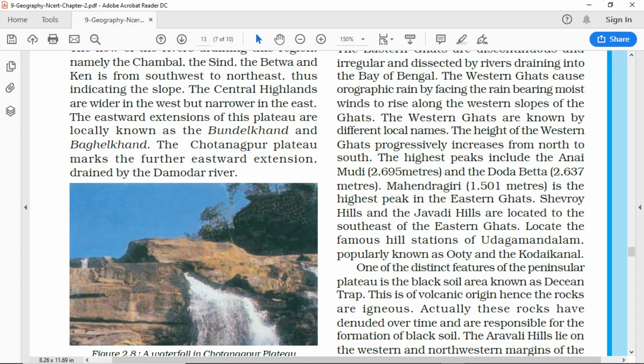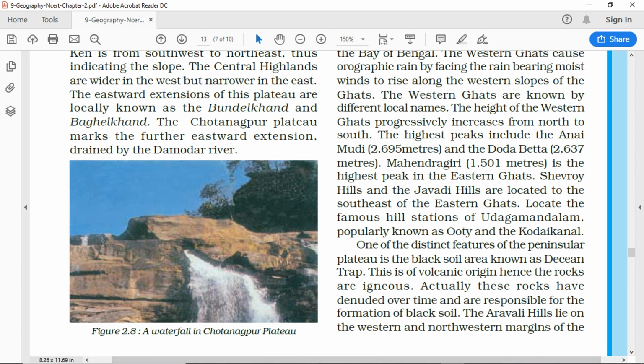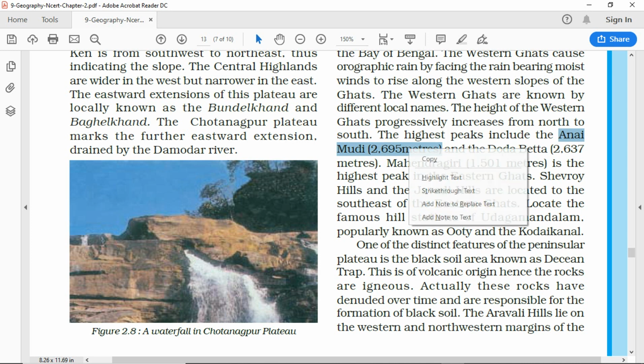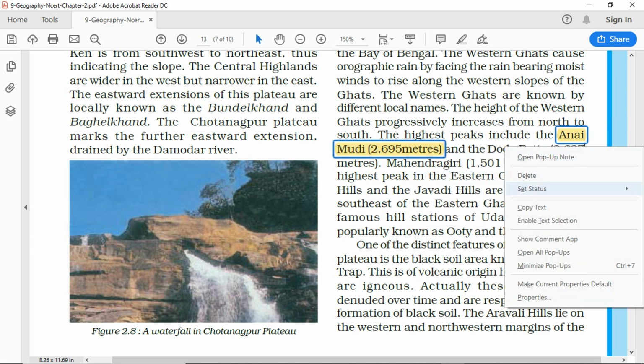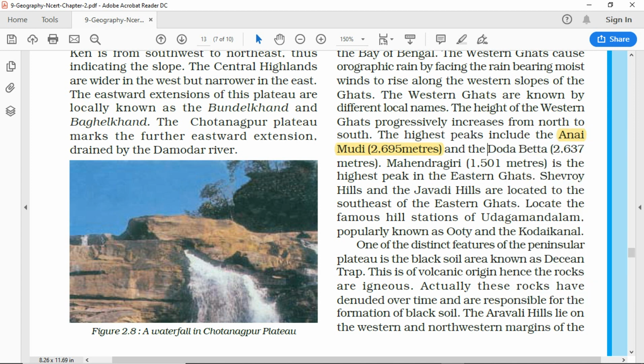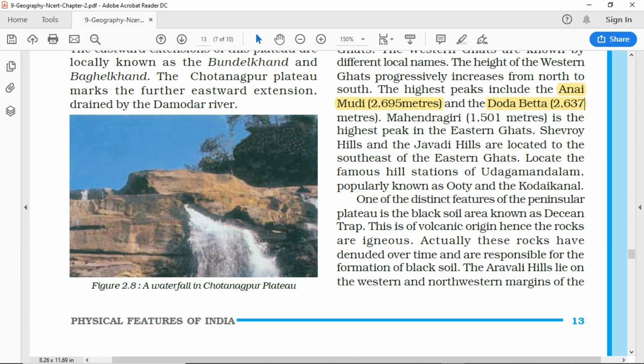The Western Ghats cause orographic rain by forcing the rain-bearing moist winds to rise along the western slopes of the Ghats. The Western Ghats are known by different local names. The height of the Western Ghats progressively increases from north to south. The highest peaks include the Anai Mudi, 2,695 meters, and the Doda Betta, 2,637 meters. Mahendragiri, 1,501 meters, is the highest peak in the Eastern Ghats. Shevroy Hills and the Javadi Hills are located to the southeast of the Eastern Ghats. Locate the famous hill stations of Udagamandalam and Kodaikanal, popularly known as Ooty and Kodaikanal.